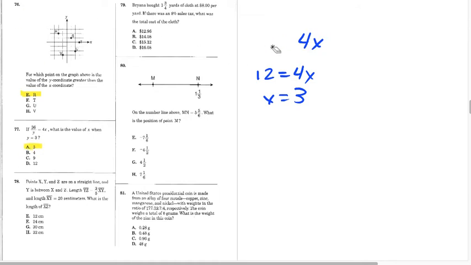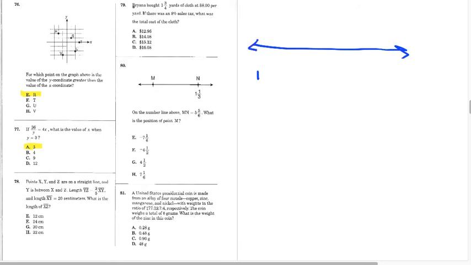All right, 78. We have points x, y, and z. We better make a number line. Let's go ahead and do that. Not the prettiest number line I've ever done. Okay, so y is between x and z. So let's put x over here, z over here, and let's just put y in the middle.